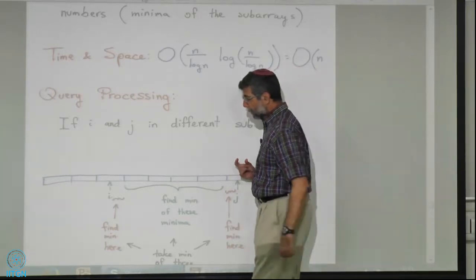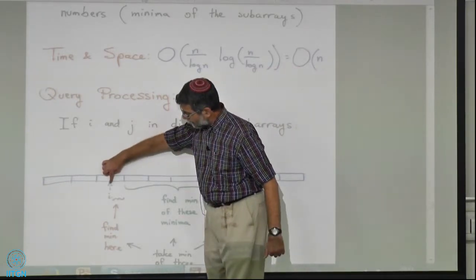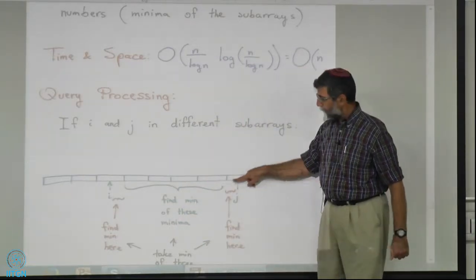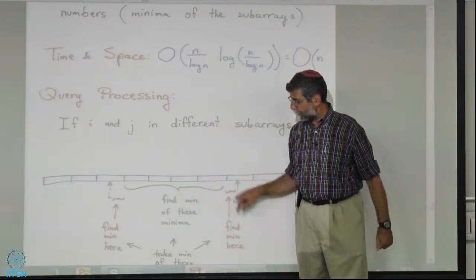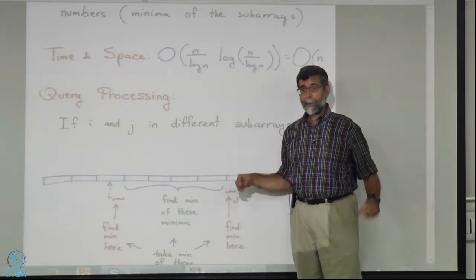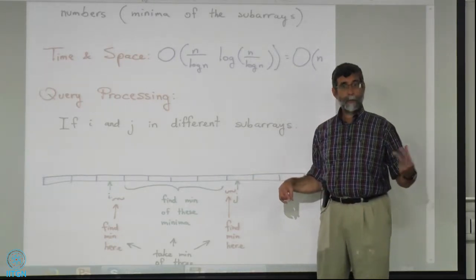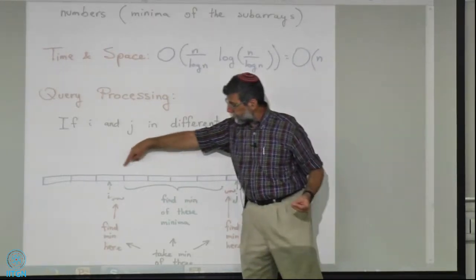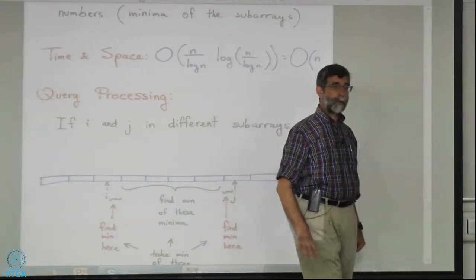Now, in time O of 1, we're going to find the minimum of this suffix. And in time O of 1, we're going to find the minimum of this prefix. We now have 3 numbers. And so we choose the smallest of the 3. And that is going to be the minimum from here to here. So that gives us the solution.